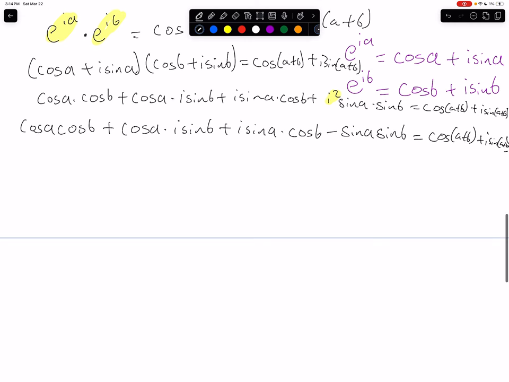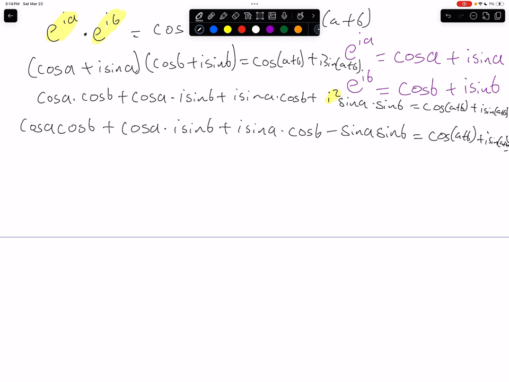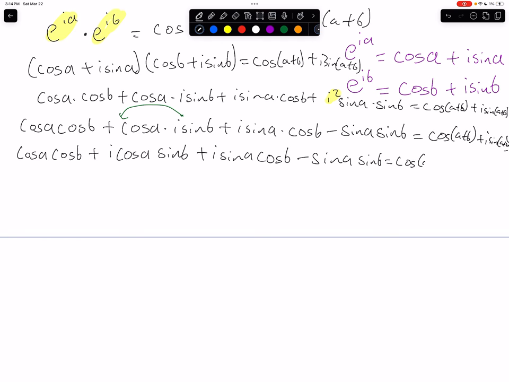So, you know what? I'm going to do a quick rearrangement for a third time. I'm going to move this i here to the front, because of the commutative property. So I'm just going to write this as cosine A cosine B plus i cosine A sine B plus i sine A cosine B minus sine A sine B equals cosine of A plus B plus i sine of A plus B.